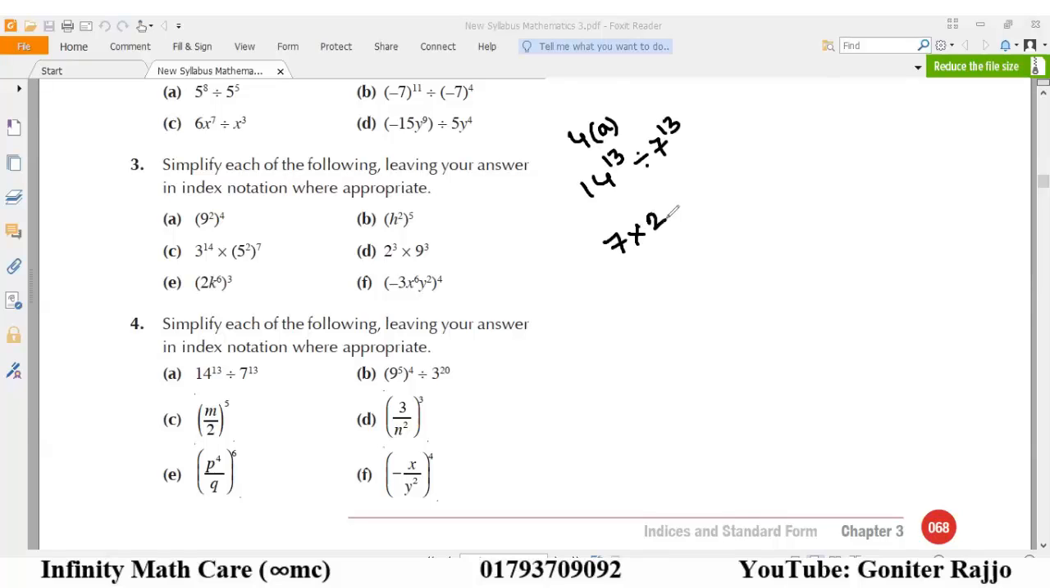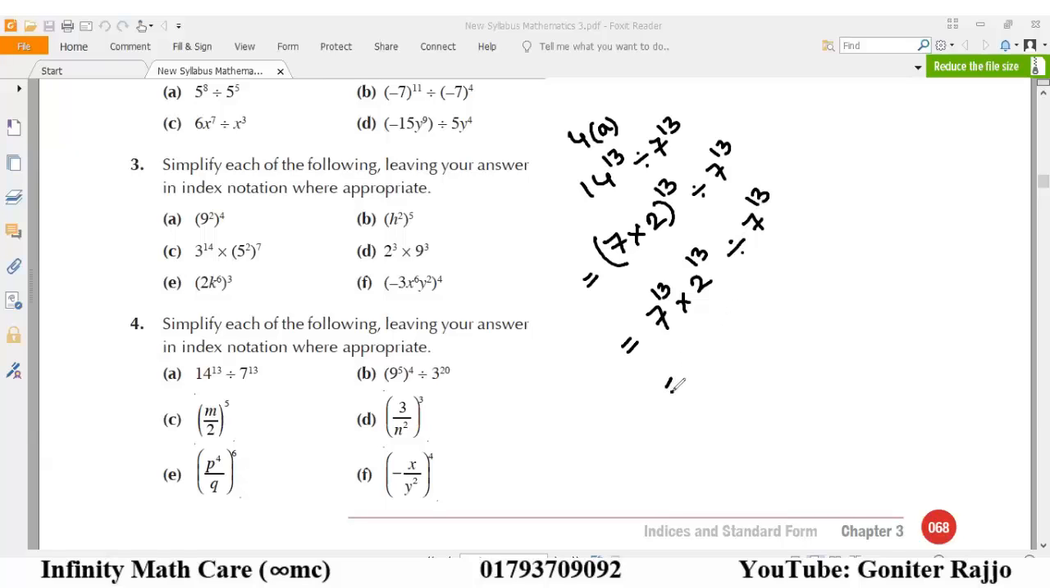14 represents 7 into 2. So (7 into 2) to the power 13 divided by 7 to the power 13. Now (7 into 2) to the power 13 represents 7 to the power 13 multiplied by 2 to the power 13. So 7 to the power 13 multiplied by 2 to the power 13 divided by 7 to the power 13. Simple.